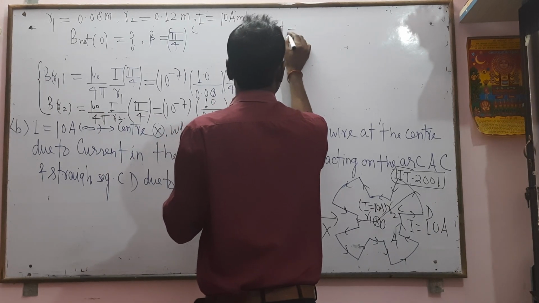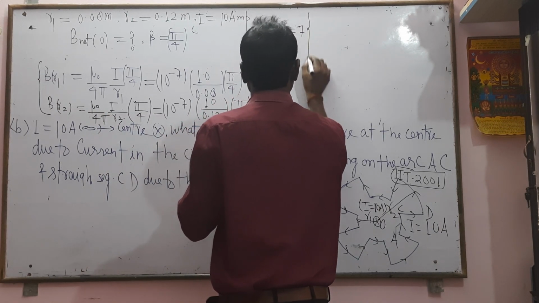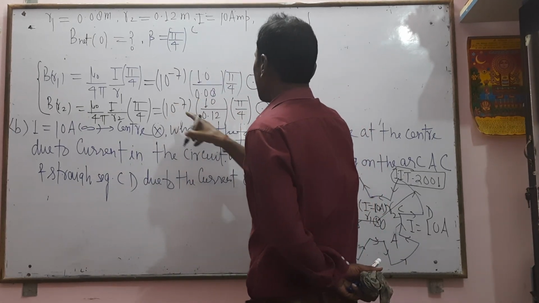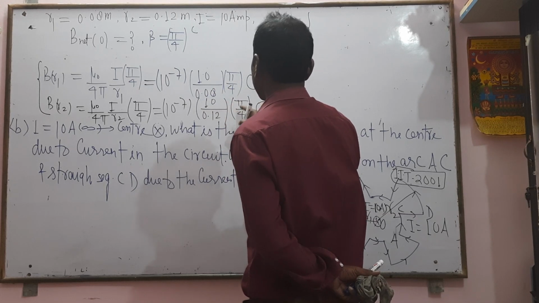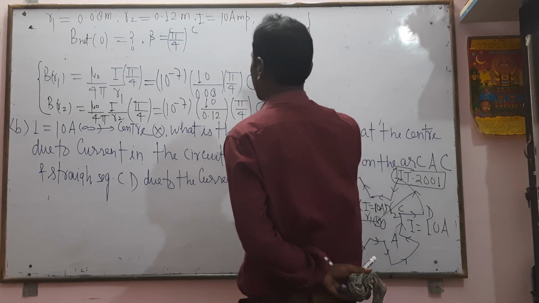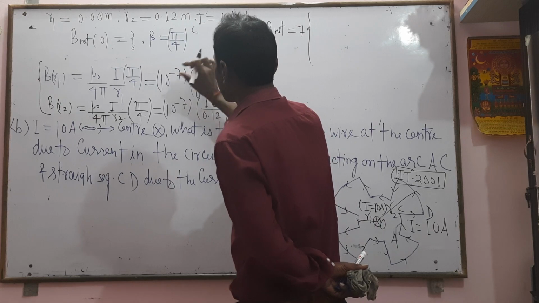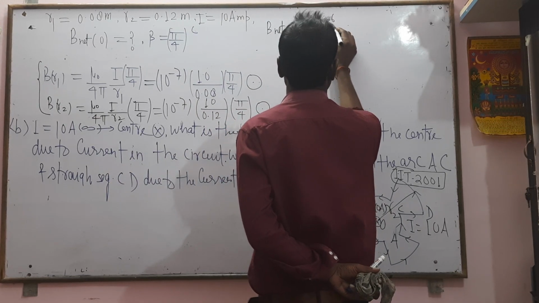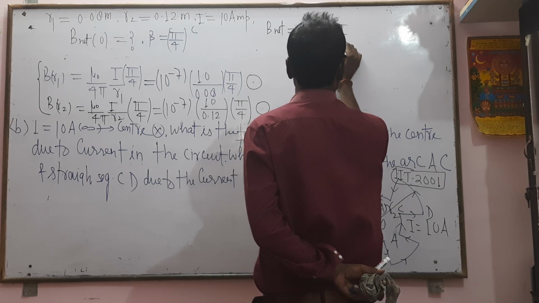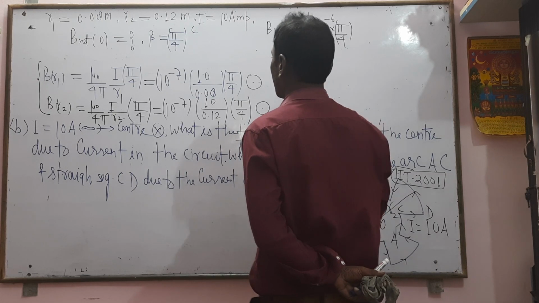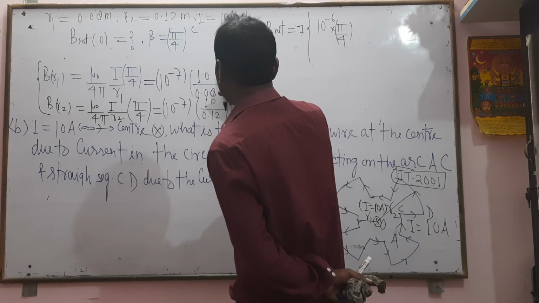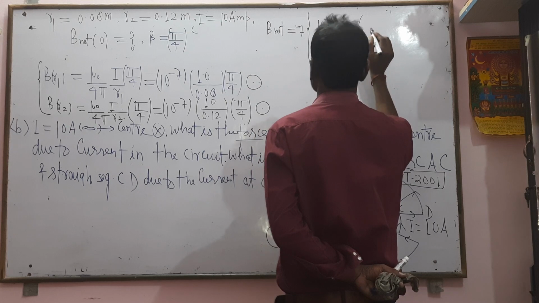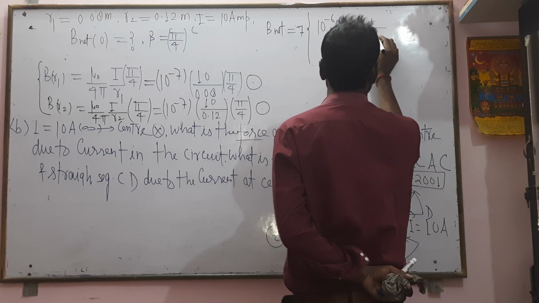So B net equals 7 times mu by 4 pi, adding these numbers. 10 raised to minus 7 and 10 and pi by 4 will be common, rather we can say 10 common, 10 raised to minus 6, into pi by 4. That value will be 1 upon 0.08 plus 1 upon 0.12, added together.